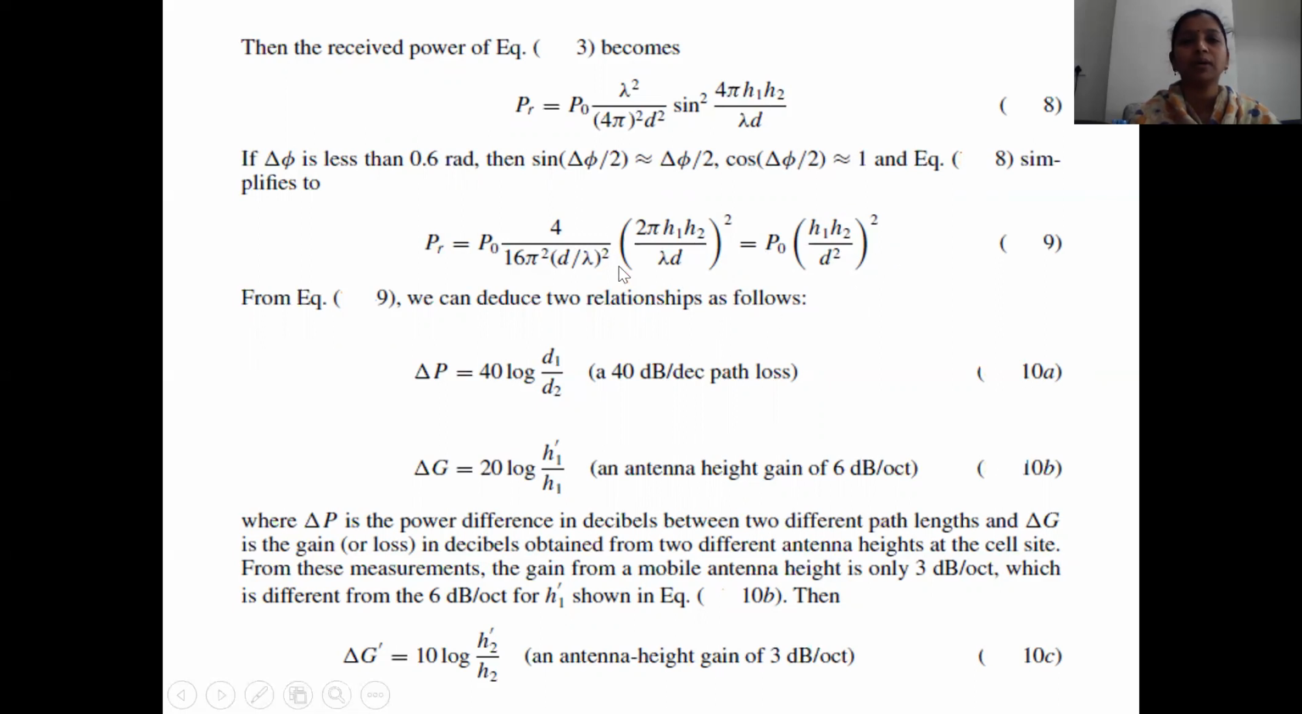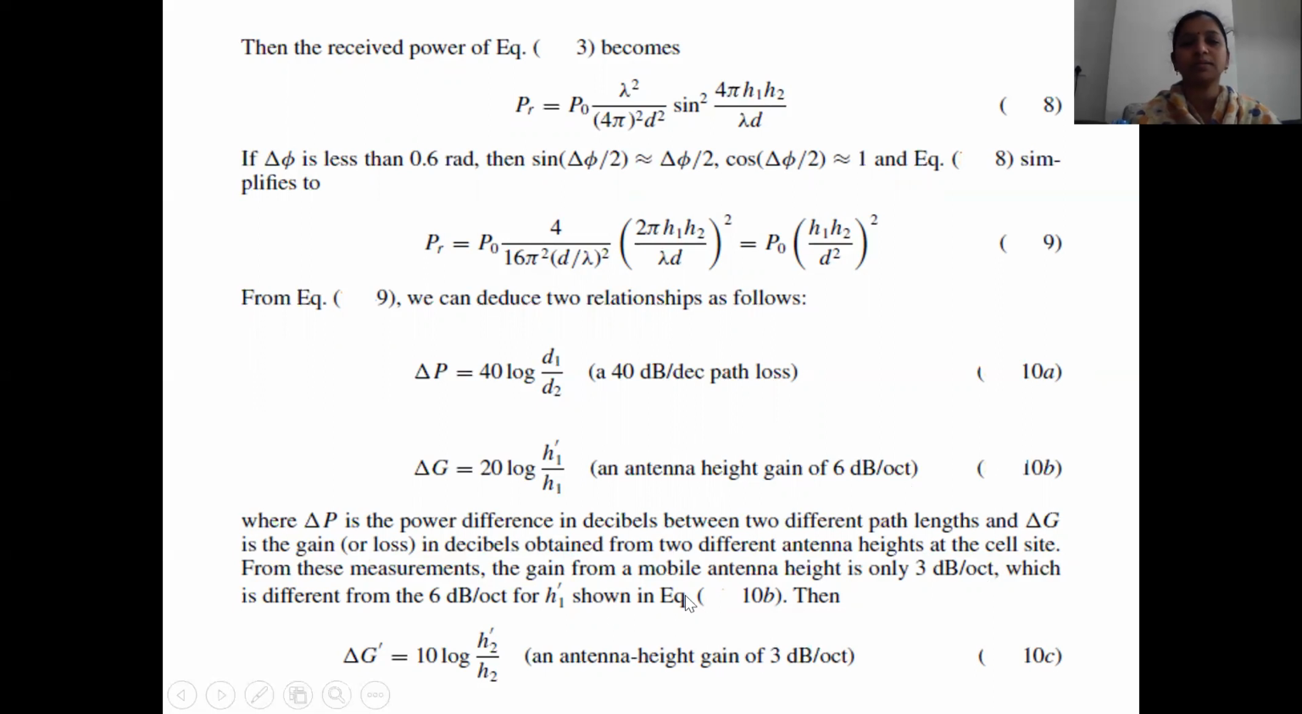From the above equation, we can derive two relationships. That is, delta P is equal to 40 log of d1 by d2, a 40 dB per decade path loss slope, and gain delta G is equal to 20 log h1 dash by h1, an antenna height gain of 6 dB per octave, where delta P is the power difference in decibels between two different path lengths, and delta G is the gain in decibels obtained from two different antenna heights at the cell site.